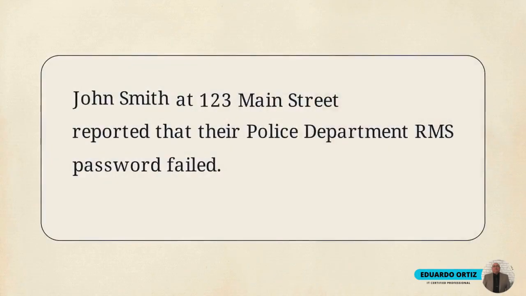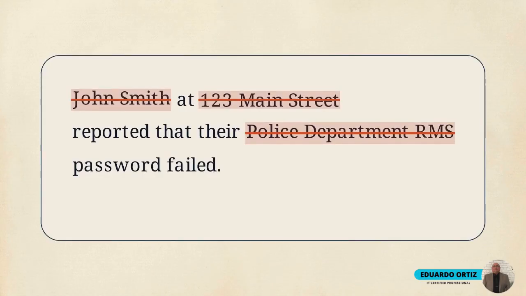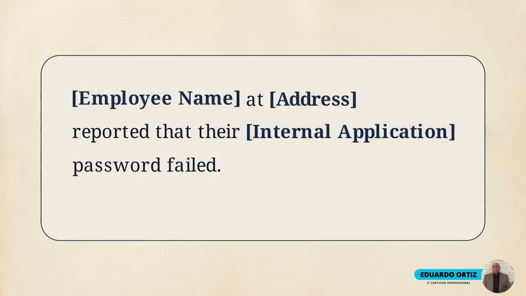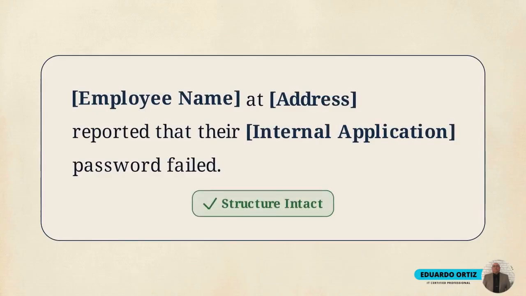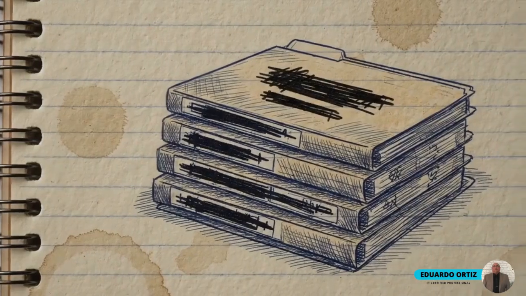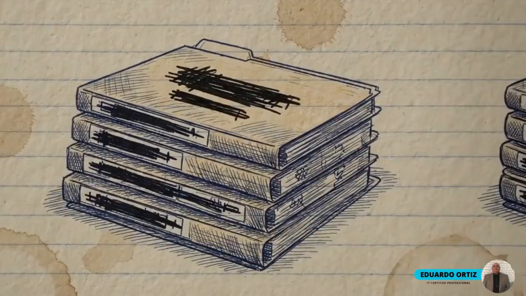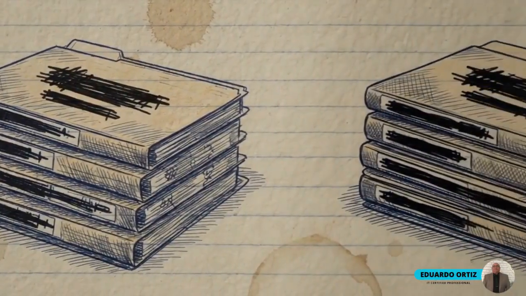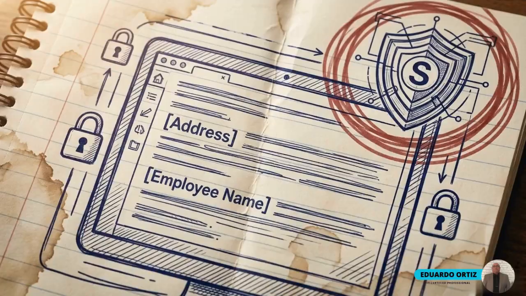This handwritten note contains sensitive details, a name, address, and password issue. Before submitting, strike the name, address, and specific application. In their place, insert bracketed placeholders. These keep sentence structure intact so the AI understands your request grammar without seeing actual data. The AI can rewrite a memo or summarize a report without knowing the real name of a citizen or a specific database. Physically replacing real data with placeholders creates a technical barrier against accidental leaks.